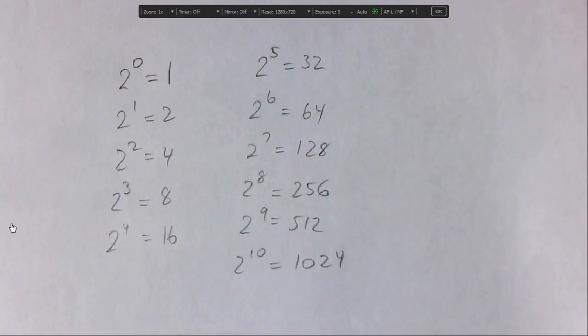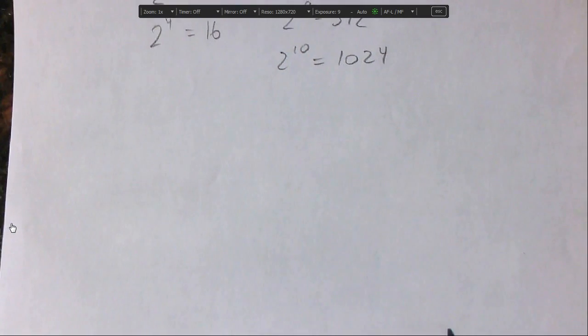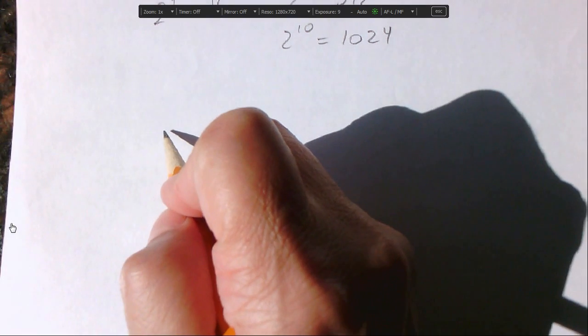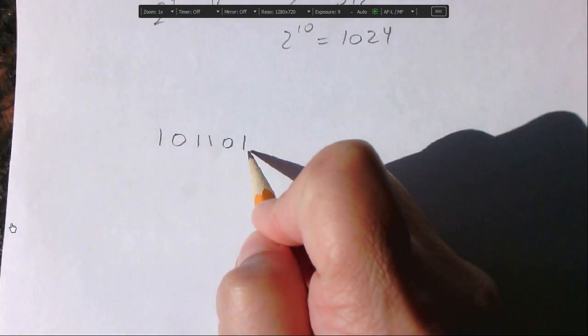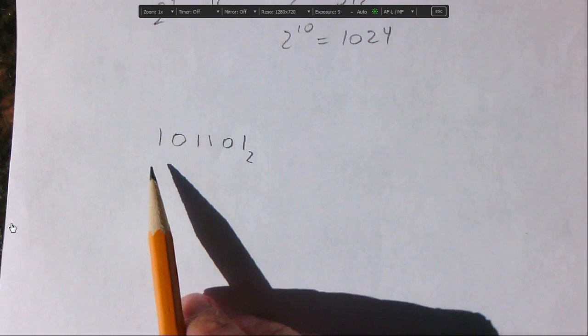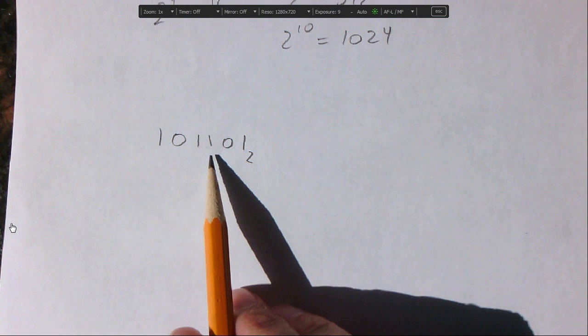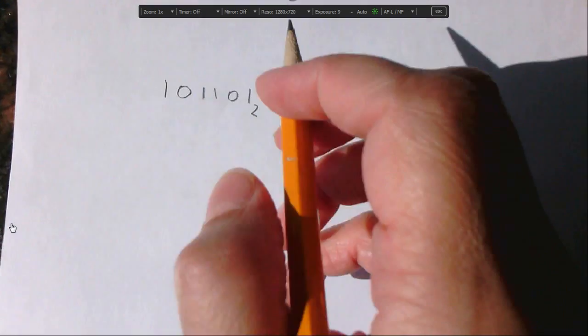It would be really helpful to memorize these powers because that'll make your calculations much faster if you know them. Okay, so let's take a binary number. I'll take the number 101101. I'm going to put a little 2 here to indicate that it is a binary number. That's not the number 101,101. And we're going to convert this to decimal.